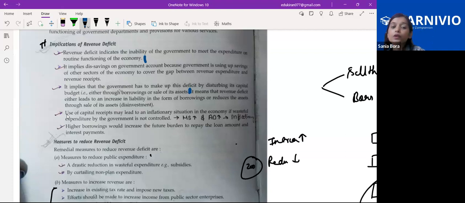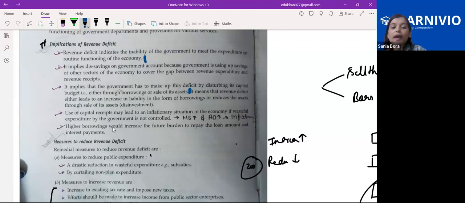Then use of capital receipts may lead to an inflationary situation in the economy if wasteful expenditure of the government is not controlled. Of course, now the government needs money, so what will they do? They will increase the prices of products. So if there is a revenue deficit, there are high chances of inflation, because the government will start increasing the price of products.